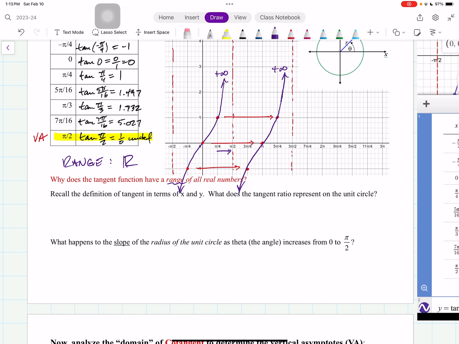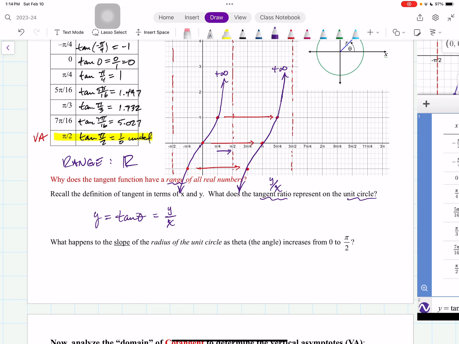You can recall the definition of tangent in terms of x and y. So let's take a look at tangent of theta. I'm going to rewrite it in terms of x and y, and that's y divided by x. Then we're going to go to the unit circle here, and we're going to see what this really represents. What does the tangent ratio, y to x, represent on the unit circle?